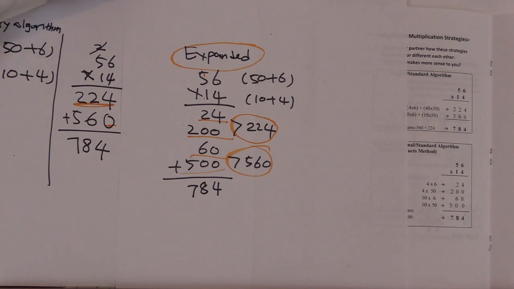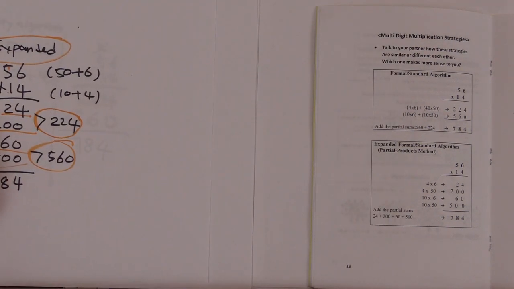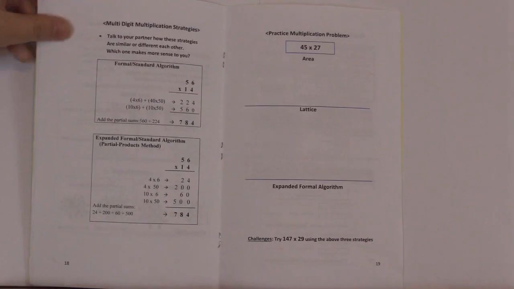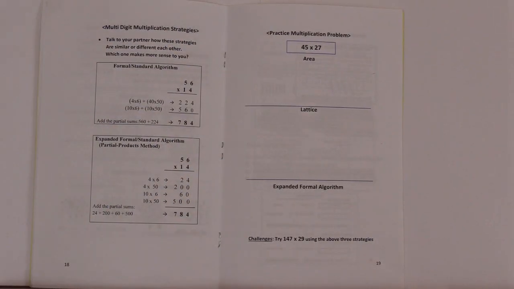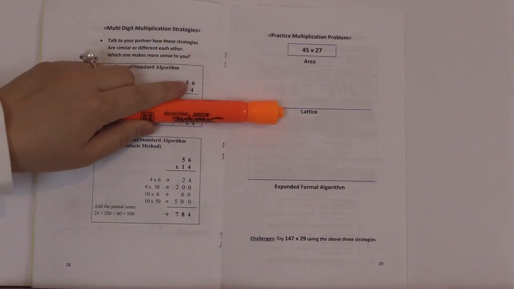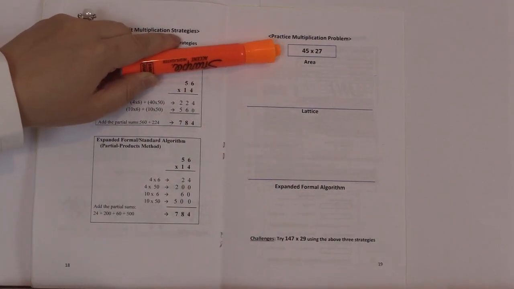Okay? Good. So this is all the explanation of multiplication strategy. So it's now time to practice, right? Practice helps you learn. So there's a practice problem here. 45 times 27. I want you to practice with the area model, lattice method, and expanded formal algorithm, all three for this number, 45 times 27.